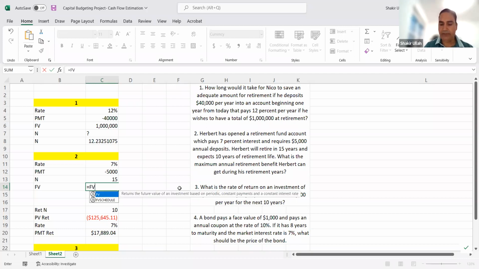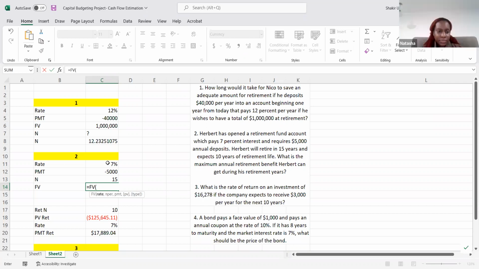So equals FV, and then when we start the parenthesis, it is asking for these variables. What is the first one? Rate, 7%. So 7%, comma, number of periods, of the years, 15. And then the payment, 5,000. There's no present value. Present value is 0, because we're not making any lump sum payment in the present.